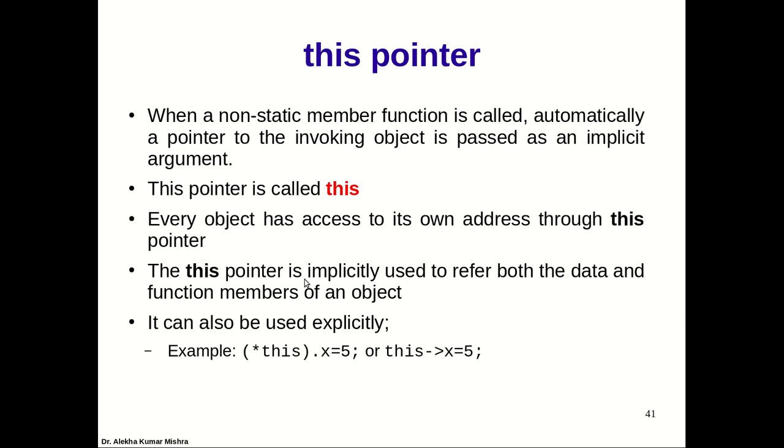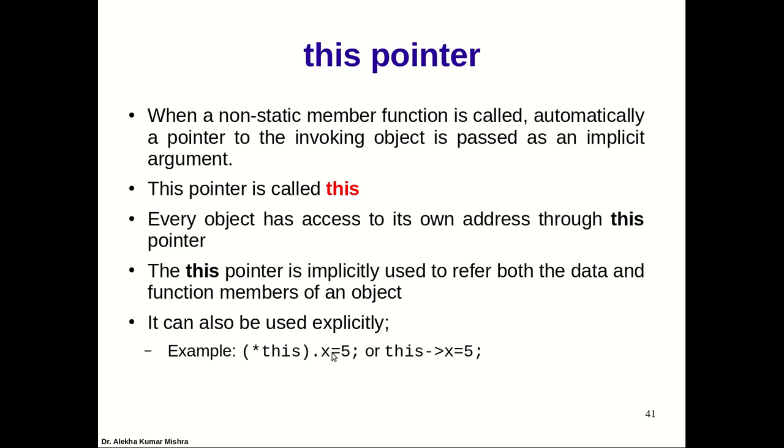All right, so this pointer will be holding the address of the object which has invoked the function. So how can you use it? Absolutely, we can use it like this: star this, just like a pointer to a member. So star this dot x equal to 5, or simply this pointer x, where x is a data member of the object, or object of that particular class.